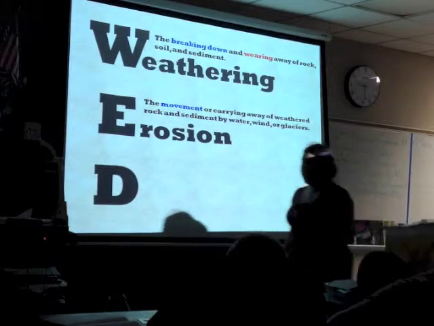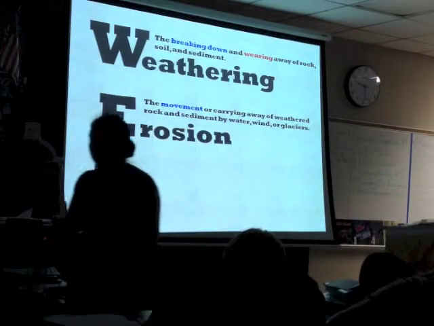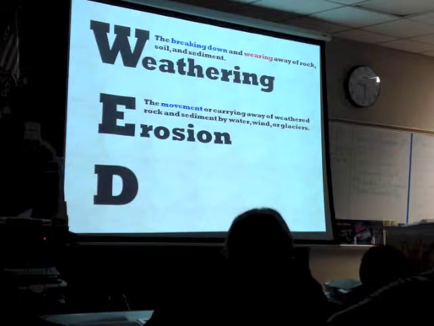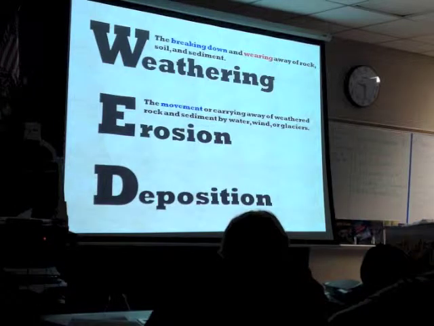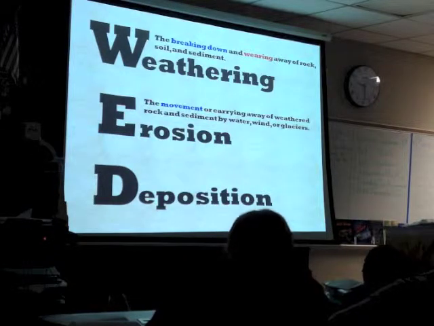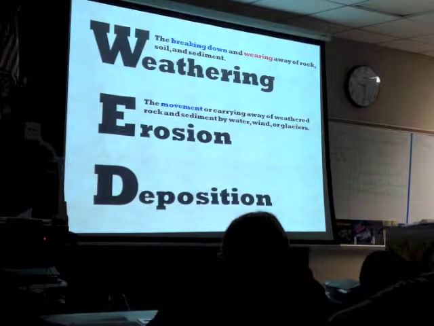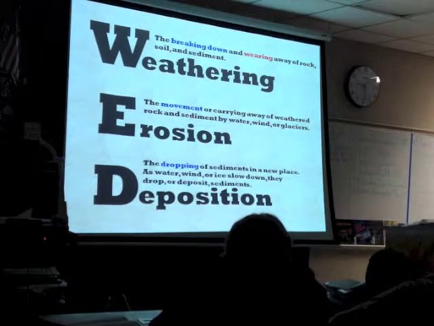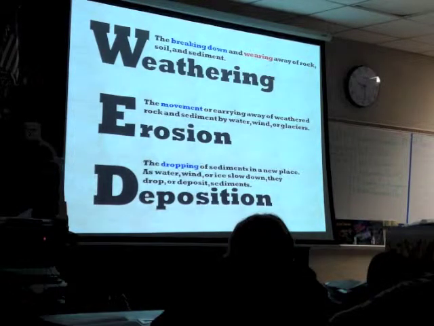Okay? And erosion can occur by either water, wind, or glaciers. And then D stands for deposition. And basically, the first word there is deposit. What does deposit mean? To drop off. If you deposit money in the bank, don't you drop off money in the bank? Yeah. Okay? Deposition, to drop off, or the dropping off of sediments.